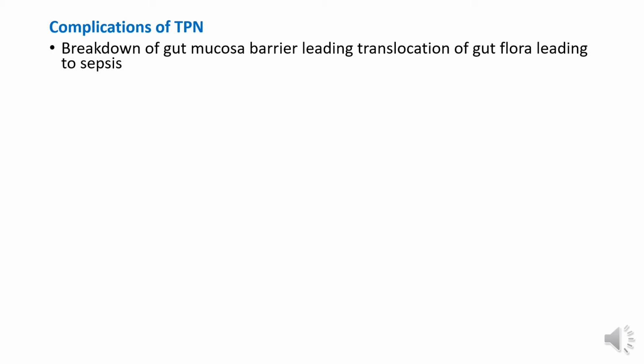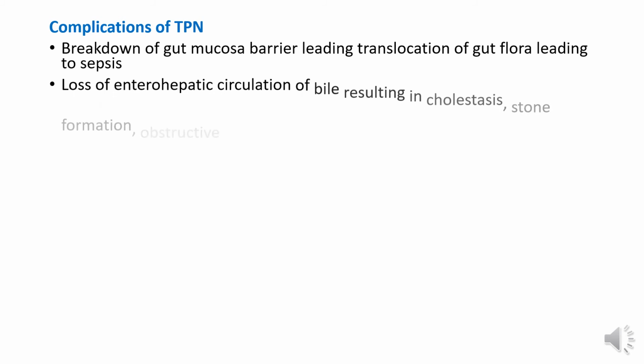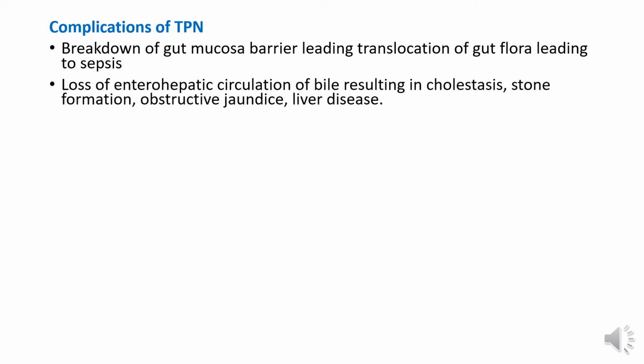The gut is being starved. The gut mucosa is being starved of nutrients. So because it doesn't get nutrients, it atrophies. Integrity is lost, and the gut flora that are normally present in the gut freely translocate into the system, causing sepsis. They'll have the loss of enterohepatic circulation of bile.